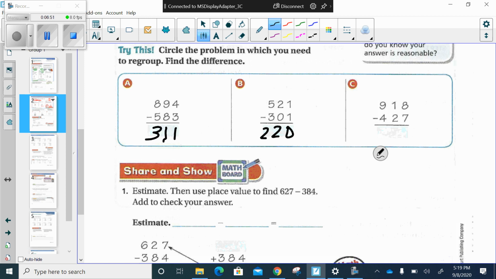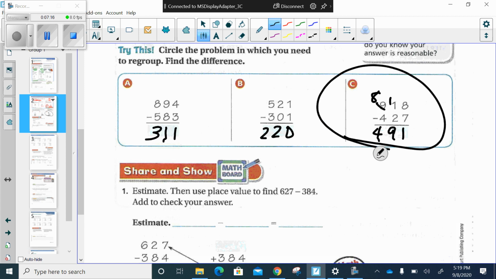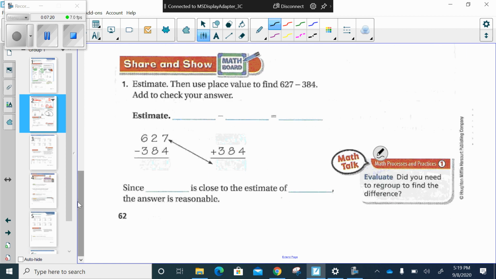8 minus 7. Nope, I can do that. There's not a bigger bottom. Okay, how about 1 minus 2? Whoa, there it is. There's our bigger bottom number. So now we have to go borrow from our neighbor. So 11 minus 2 is 9. And then 8 minus 4 is 4. So which one did we have to regroup in? C. Okay? All right. Share and show.